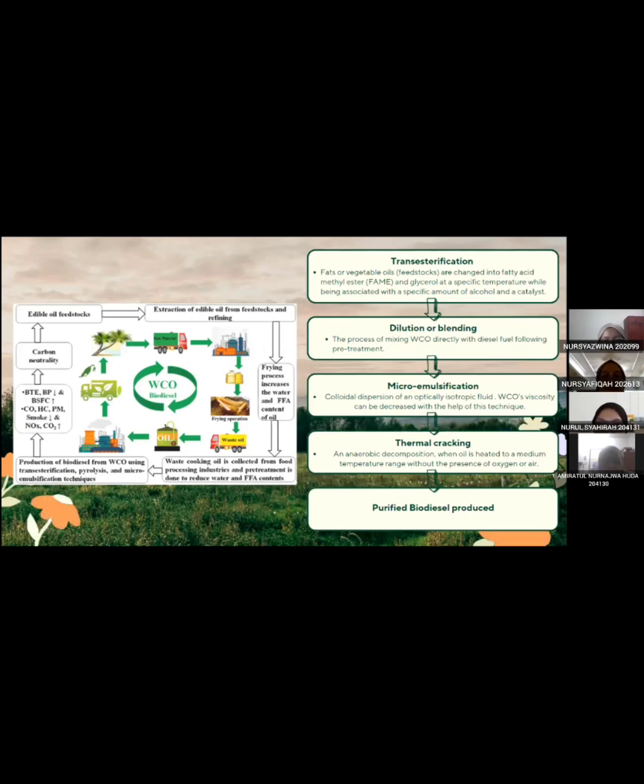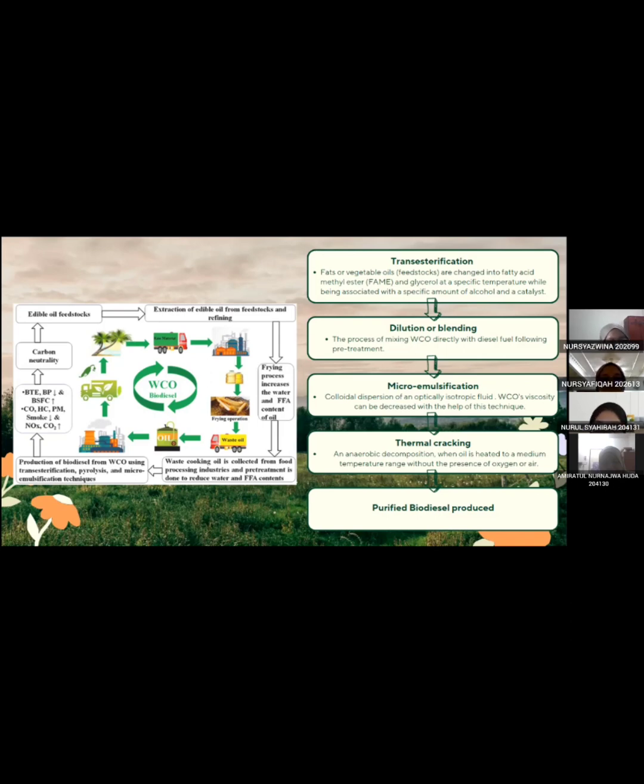The several processes that are followed by trans-esterification, thermal cracking, which is pyrolysis, microemulsification, and dilution, which is blending process to produce purified biodiesel. So, trans-esterification is the procedure where fat or vegetable oil are changed into fatty acid, methyl ester, and glycerol at a specific temperature while being associated with a specific amount of alcohol and a catalyst.